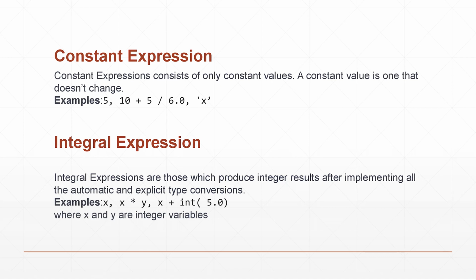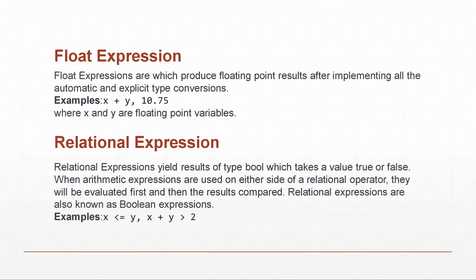Integral expression. Integral expressions are those which produce integer results after implementing all the automatic and explicit type conversions. Examples: x, x into y, x plus int of 5.0, where x and y are integer variables. Float expressions. Float expressions are those which produce floating point results after implementing all the automatic and explicit type conversions. Examples: x plus y, 10.75, where x and y are floating point variables.